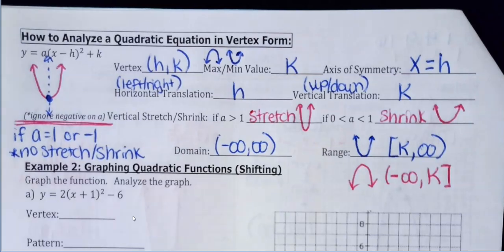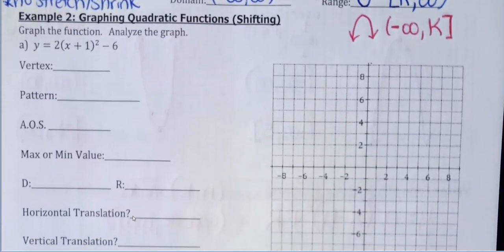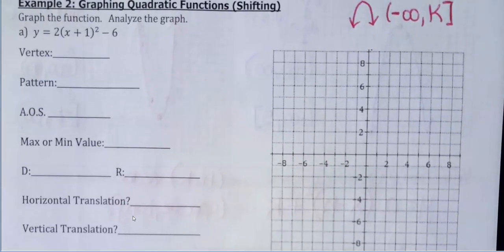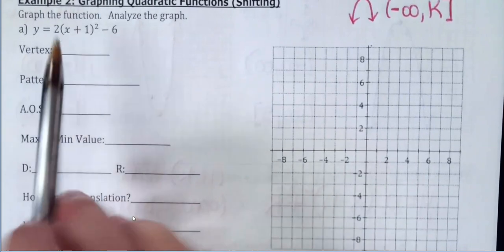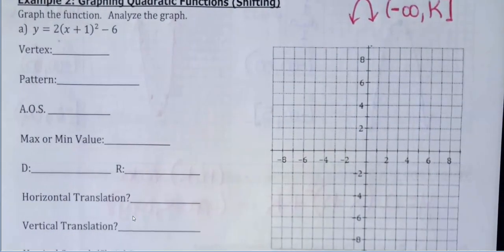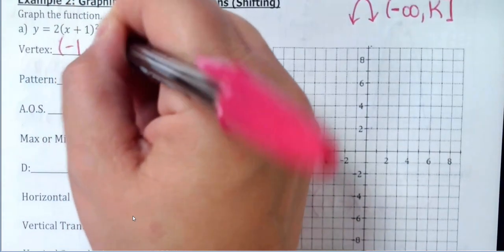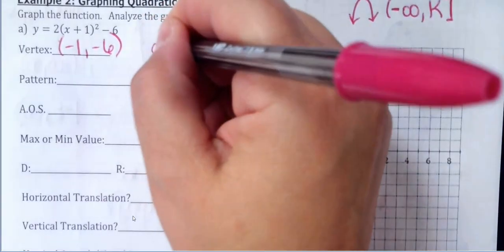So what we're going to do in example 2 is just an analysis of this graph. It's going to ask you a bunch of questions, and we're going to put this graph on the grid here. I have y equals 2 times (x plus 1) squared minus 6. Can anybody tell me, just looking at the equation, what the vertex should be? If I do my opposite copy thing, what would it be? What do you think? -1, -6. Definitely.